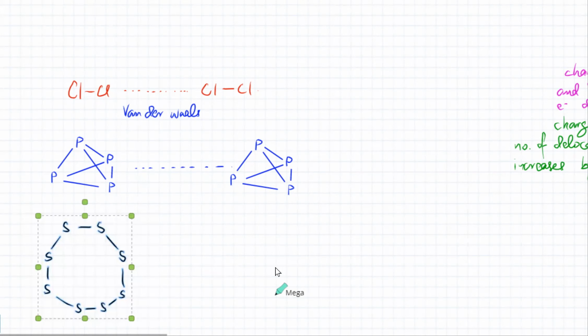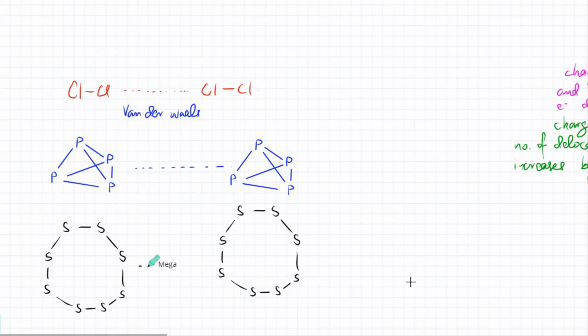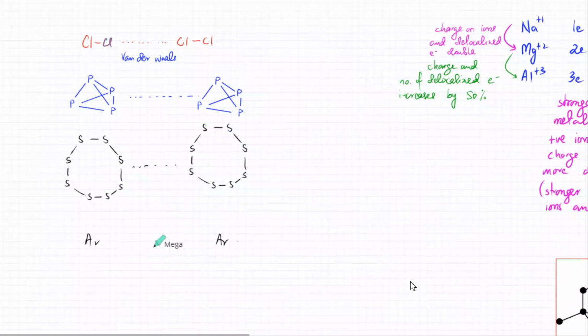So the point is, they all have weak van der Waals forces. And the last one is argon. Argon is just an atom. It doesn't form a molecule. So it's also non-polar. It's just one atom. And argon is also going to have weak van der Waals forces between them.